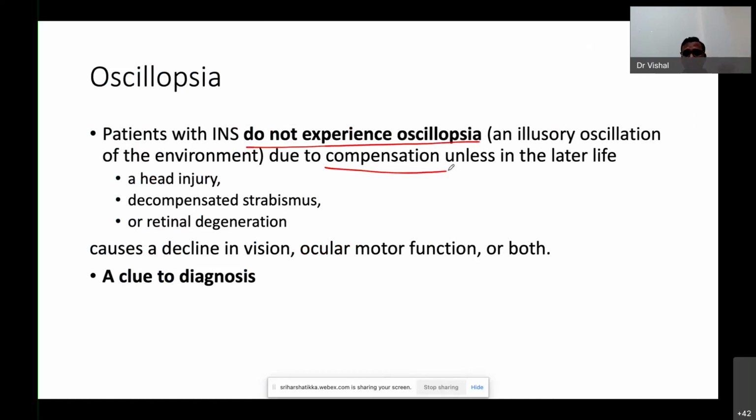That is another clue in the diagnosis. If a patient has very gross oscillations of the eyes in adulthood without any symptoms, then it goes in favor of infantile nystagmus syndrome. And these patients can get decompensated in later life if they develop a head injury, decompensated strabismus, retinal degeneration, or some other neurological disorder, and then the patient can experience oscillopsia.